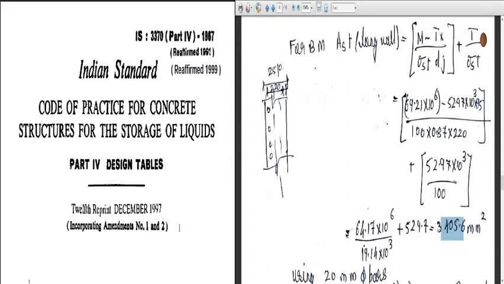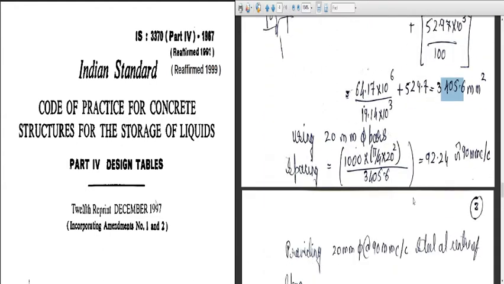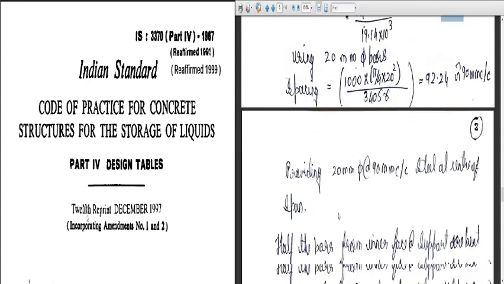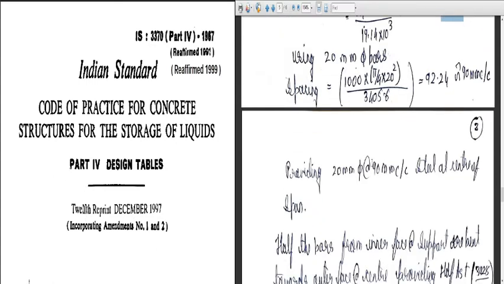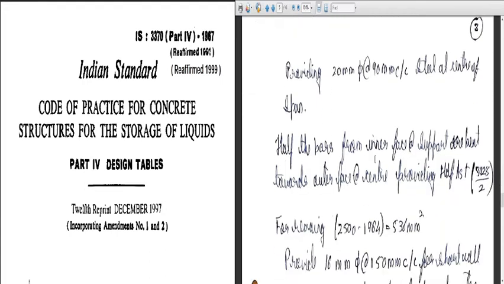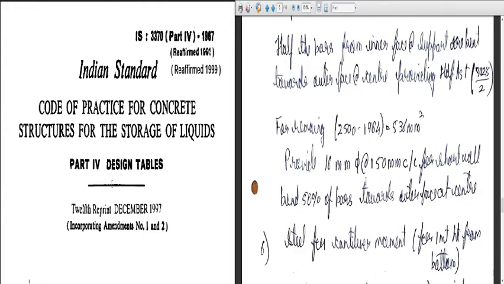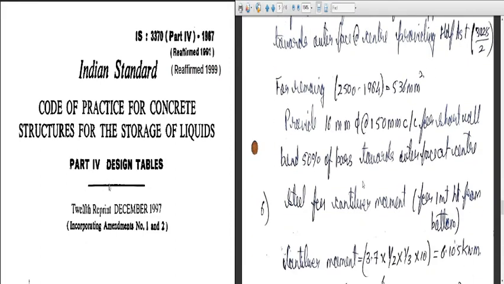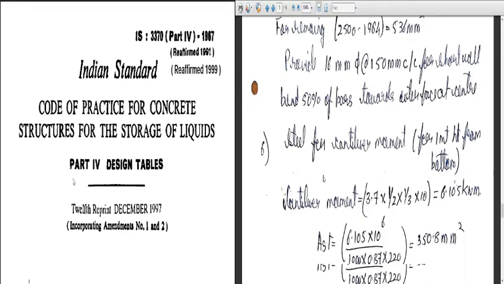Considering the highest moment, using 20 mm diameter bars, we got a spacing of 90 mm center to center. So we provide 20 mm diameter bars at 90 mm center to center steel at the center of the span. Half of the bars from the inner face at the support are bent towards the outer face at center, providing half AST. For the remaining, 16 mm diameter bars at 150 mm center to center for short walls, bent 50% of bars towards the outer face of the water center.